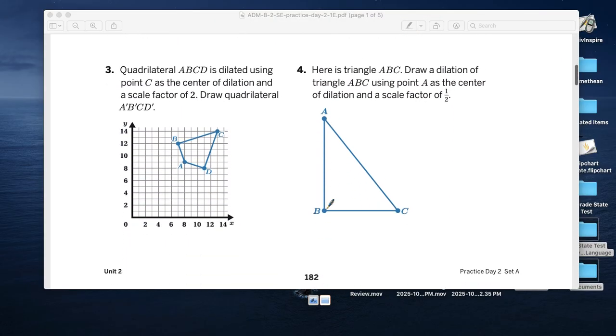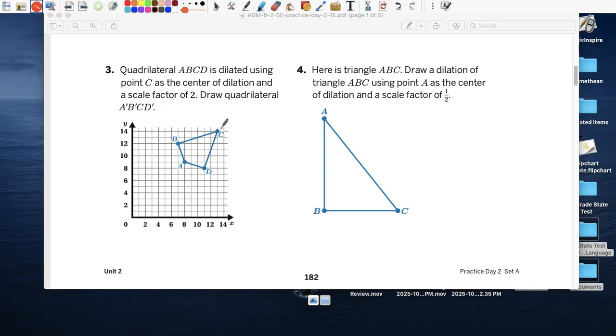3. Quadrilateral ABC is dilated using point C as the center, and the scale factor is 2. So we're going to get a polygon that's twice the size. So it's from here that you dilate. Okay. So how do we get from C to B?